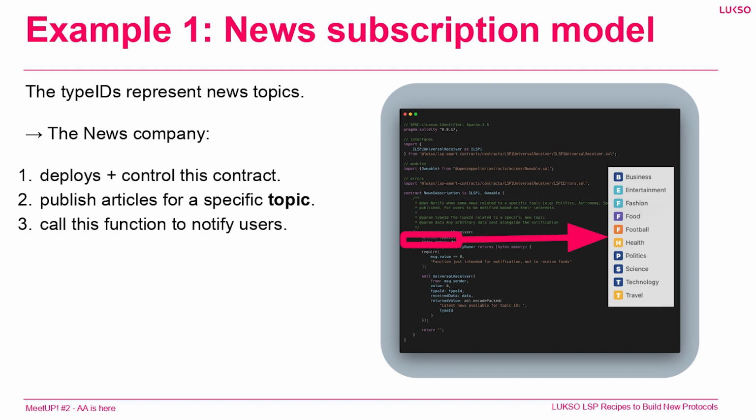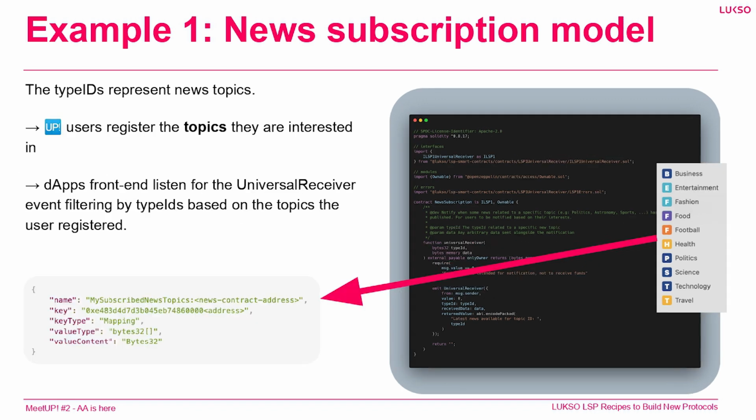And users, on the other hand, have through their application an event listener. They just register the topics they are interested in. So let's say, for instance, I am interested in things like food, politics, science, technology, and football. I list all these topics under this data key, and the front end of the app listens for the universal receiver, and it's just going to filter with the type IDs that I've listed. The type IDs are what I'm interested in.